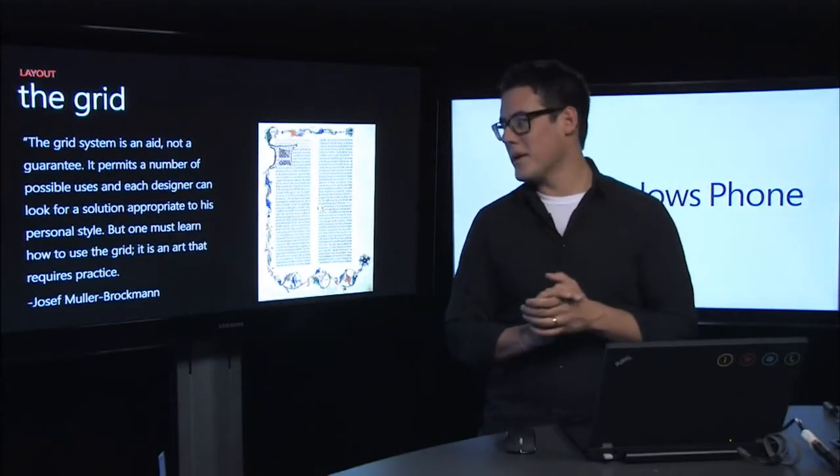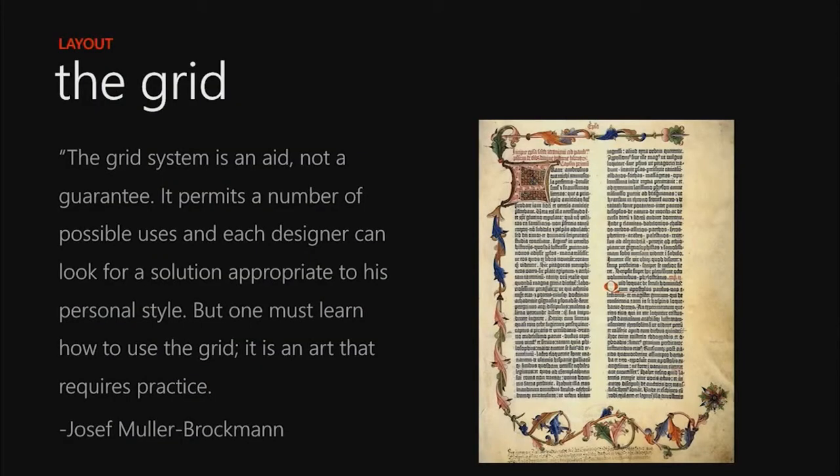Next thing that I'm going to talk about is the grid. I talked a little bit briefly about this in the last section when we were talking about design inspiration and composition of a page. These were generic design principles that we held to very strongly on Windows Phone. But the grid system, this is a great quote by Josef Müller-Brockmann: the grid system is an aid, not a guarantee. It permits a number of possible uses and each designer can look for a solution appropriate to his personal style. But one must learn how to use the grid. It is an art that requires practice.